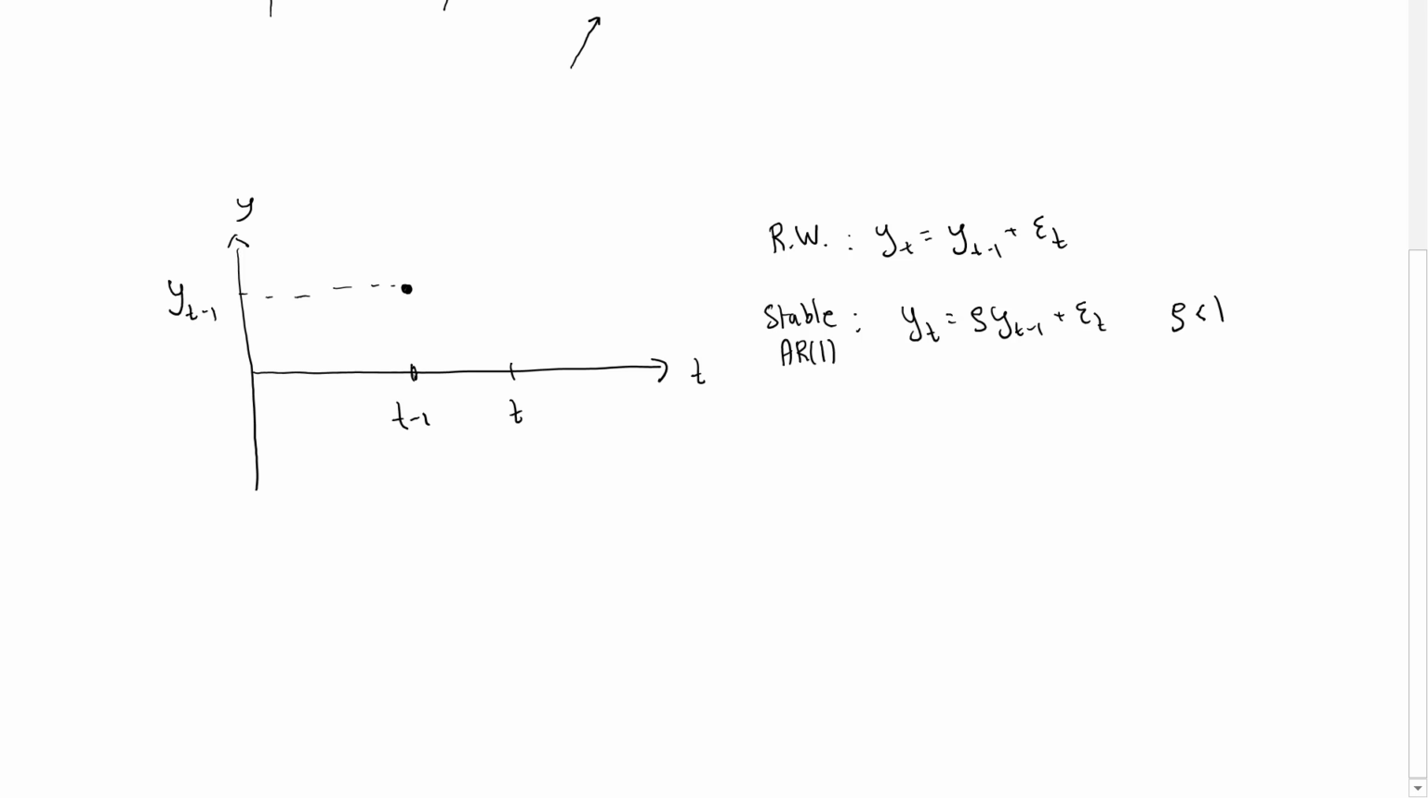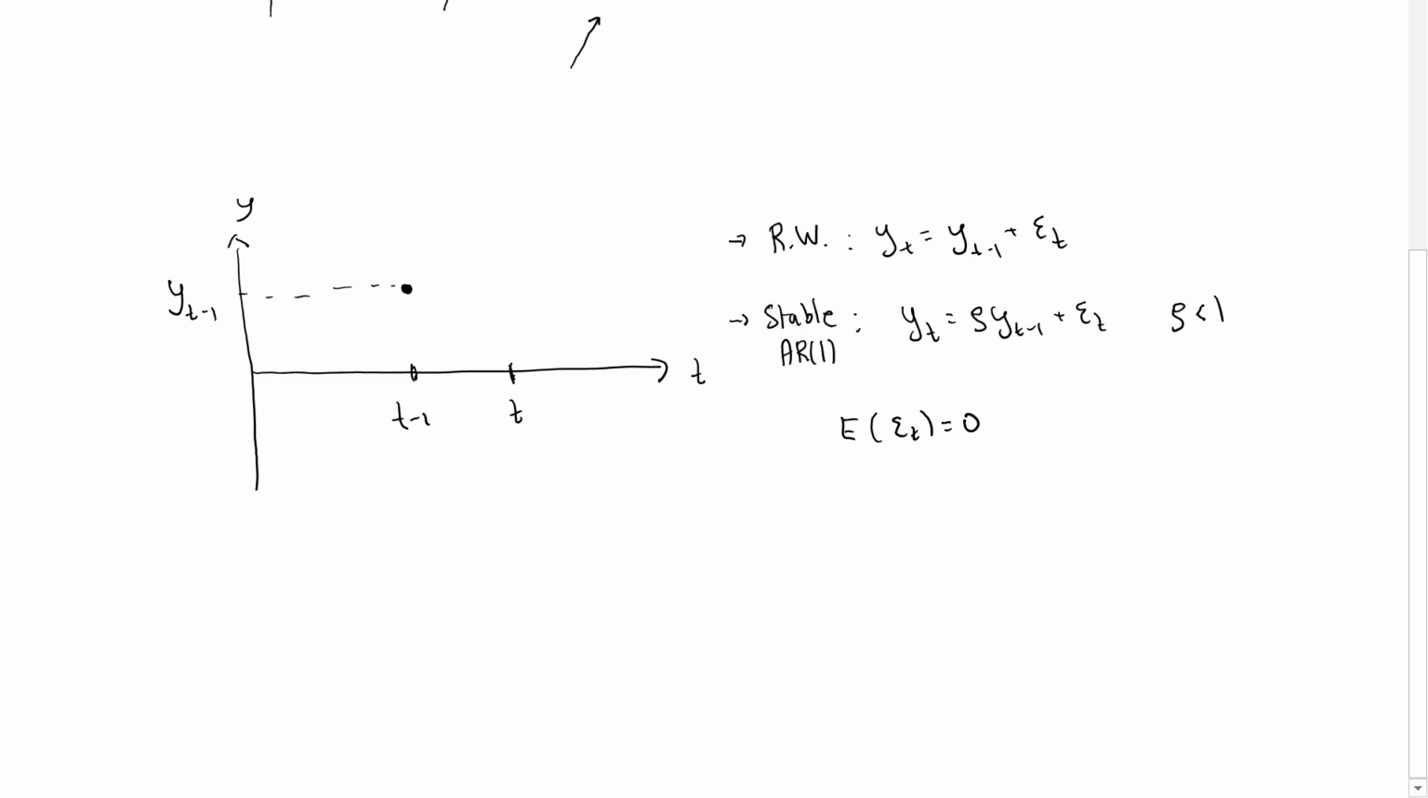Here I have a picture with time on the x-axis and the y observations on the y-axis. I have marked out time t minus 1 and t, and I have a particular value for yt minus 1. I want to consider two cases. In one case, we have a random walk, so yt is equal to yt minus 1 plus epsilon t. In the second case, we have a stable AR1 process where beta 1 is 0, so rho is less than 1, perhaps 0.99 or something. Doesn't matter as long as it's less than 1. Epsilon t is a white noise process, so the expected value of epsilon t is 0.